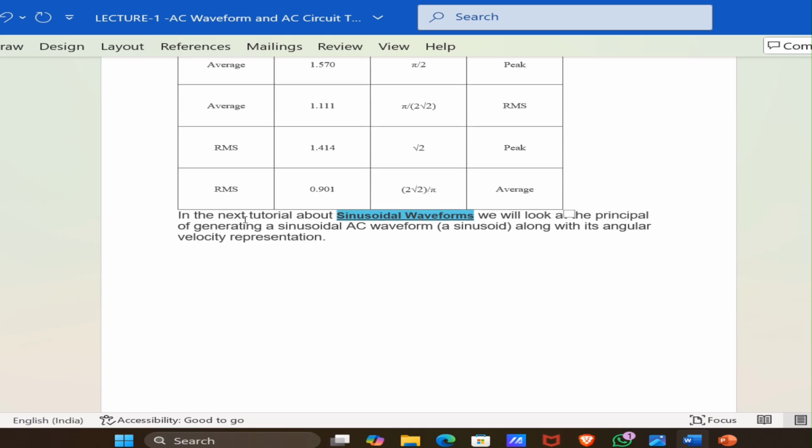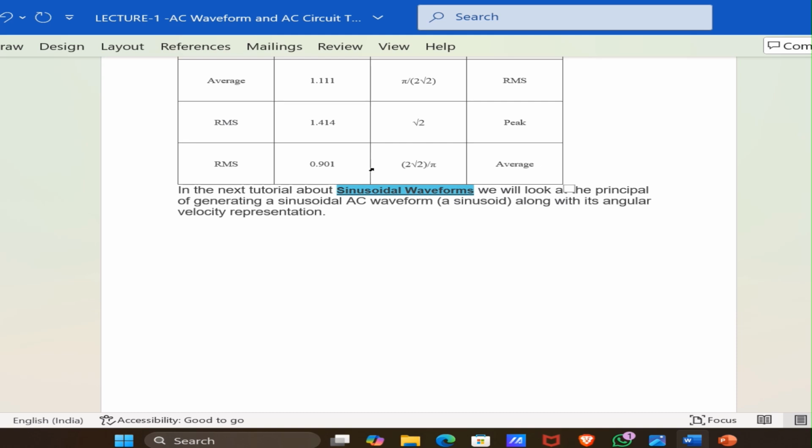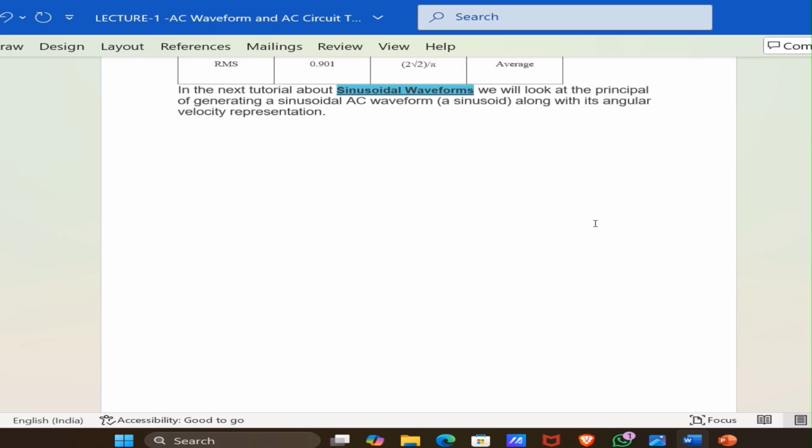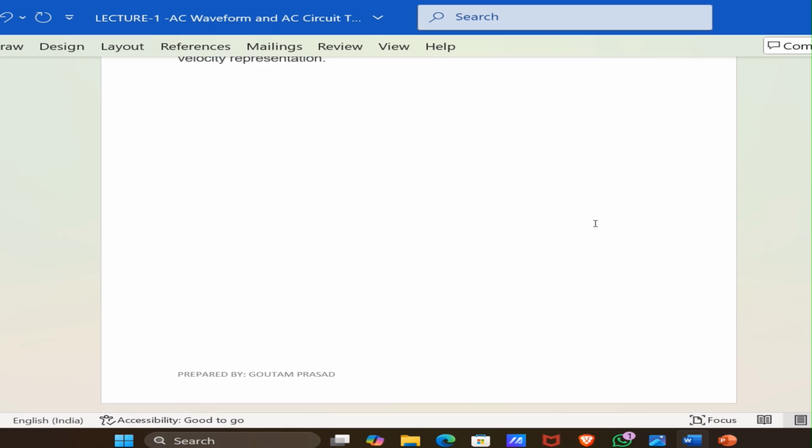And if you want to convert RMS value to average value, you will have to multiply the RMS value by 0.901, which is nothing but 2 root 2 divided by pi. So these are the conversion formulas that help you in the calculation.